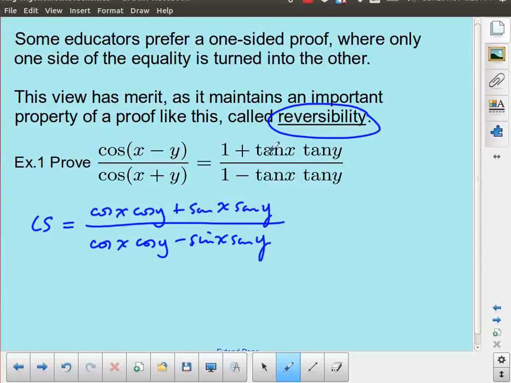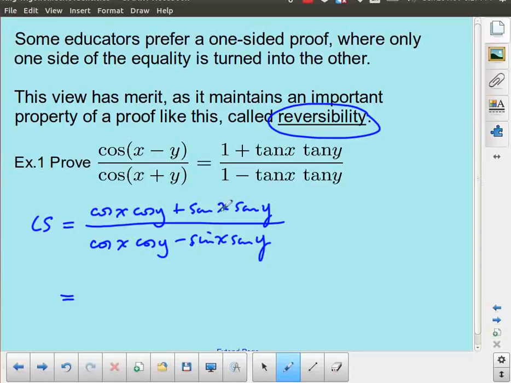Now I take a look and I see, well, I would like tangent here. I've got sine x. I even have the right number of terms. I've got a term plus another term. I've got a term plus another term. But I don't have a 1 here. I have a cos x cos y. Well, how do I turn a cos x cos y into a 1? That's one first question you should ask yourself.